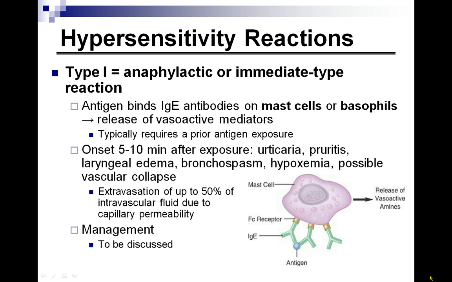Symptoms we see include urticaria, pruritus, laryngeal edema, bronchospasm, hypoxemia, and even total vascular collapse. These patients can extravasate up to 50% of their intravascular fluid, and this is due to a sudden increase in capillary permeability, and management of this will be discussed a little bit later in the lecture series.